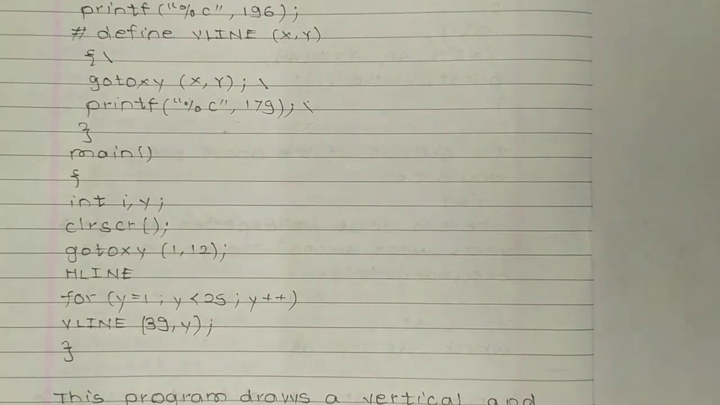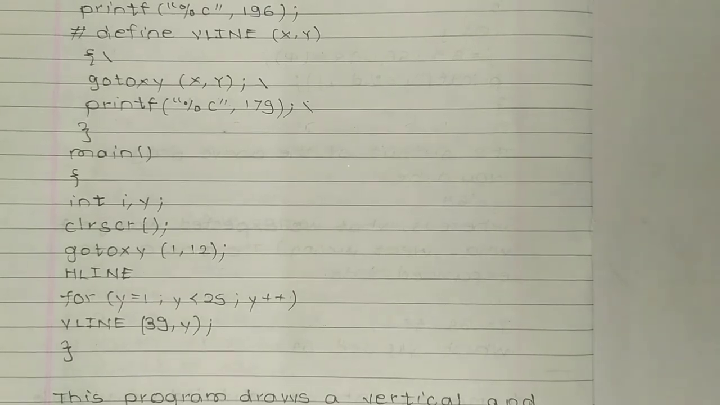In the main function we are declaring integers i and y. So i and y are integers. Now clrscr(); gotoxy(1, 12); EDGE_LINE; for (y = 1; y < 25; y++) V_LINE(39, y). So this is a program for drawing vertical and horizontal lines on the screen.